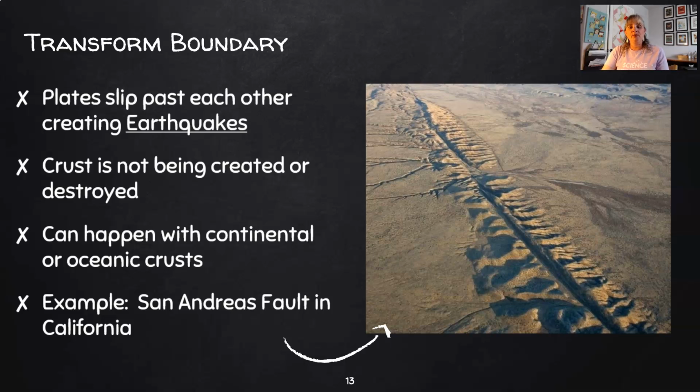And our example, which is what the photograph shows, is the San Andreas Fault in California. So this is a photograph of this fault. And so this is a plate boundary where there's crust sliding past each other.